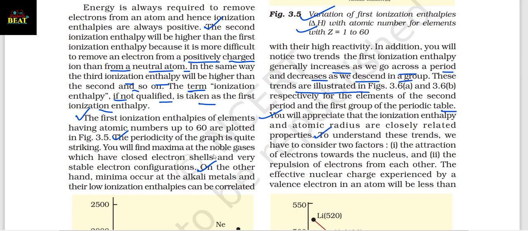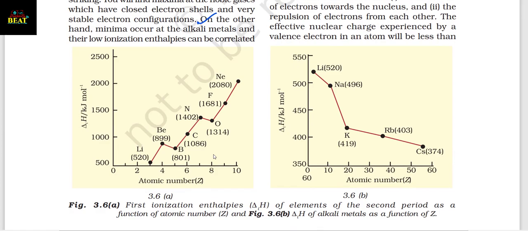To understand these trends, we have to consider two factors: first, the attraction of electrons towards the nucleus, and second, the repulsion of electrons from each other. The effective nuclear charge experienced by the valence electron in an atom will be less than, first see the diagram, 3.6a and 3.6b.